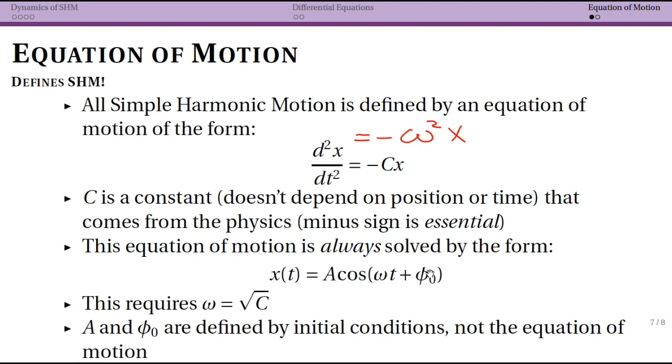Now in this equation, A and phi naught are defined by initial conditions. So again, where is it? What is the initial speed? So the equation of motion isn't telling you what those are, but the system tells you the equation of motion. Your initial conditions tell you A and phi naught.